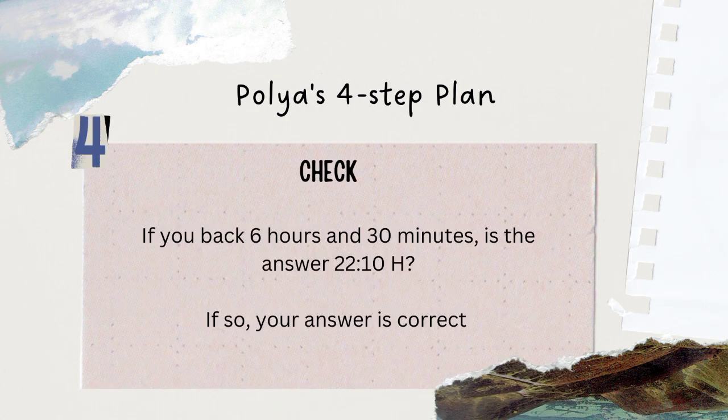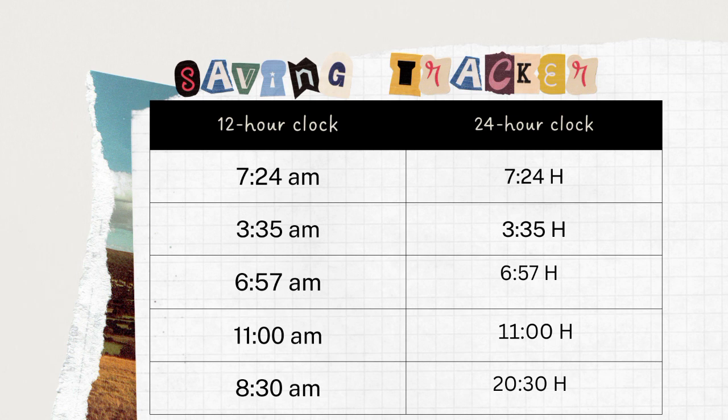And for the last step is check. So, if you walk 6 hours and 30 minutes is the answer of 2210 hours. So, if your answer is correct, so it is correct. So, that's the 4 steps of Polya's plan. So, let's convert the following 12-hour clock into 24-hour clock.